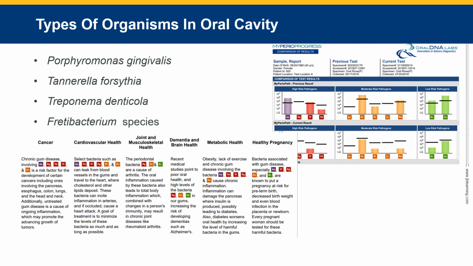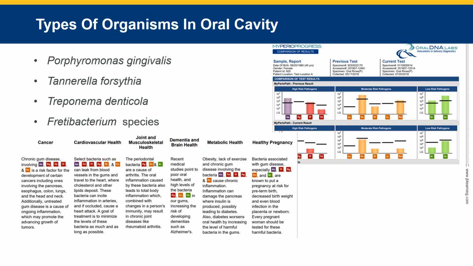Types of organisms in the oral cavity include your P. gingivalis and your Tannerella forsythia, as well as your Treponema denticola and your Fusobacterium species. These can be viewed under a microscope in the office, and they can be measured using oral bacterial testing such as OralDNA. P. gingivalis is associated with cardiovascular disease and rheumatoid arthritis.